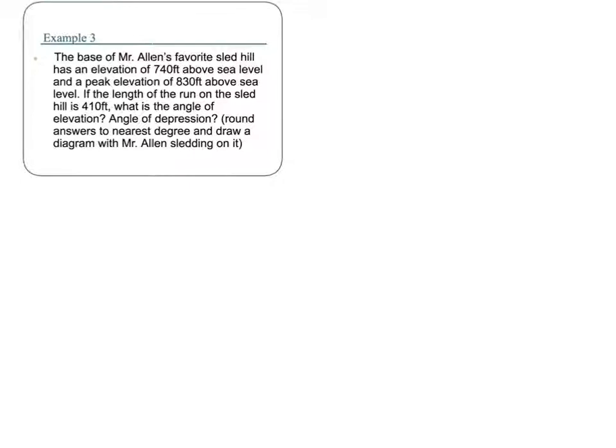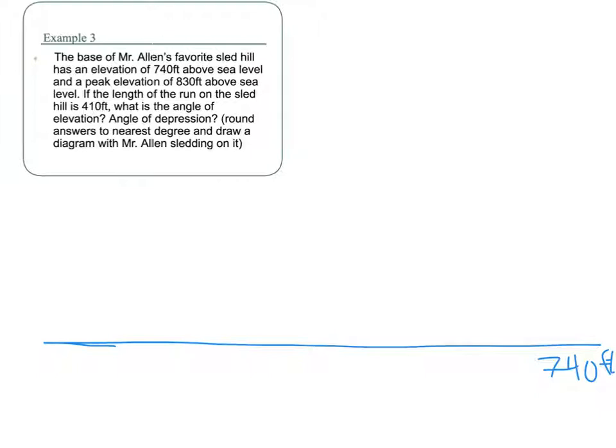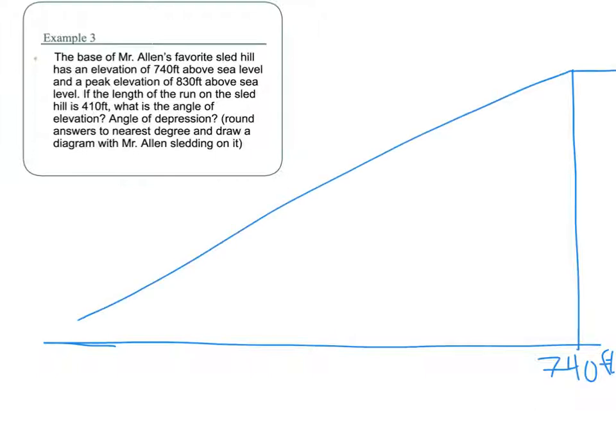All right, so I'm going to draw this thing. We've got the base of our sled hill. I'm actually just going to draw a flat line, right? So this is going to be at 740 feet above sea level. And then the top of the hill is at, and I'm just going to make this into a triangle, so the top comes like whoop. Now all the way down. This is at 830 feet. Okay. So you've got 740 feet and 830 feet. Those are my elevations, right? And then I know that the run of the hill is 410 feet. All right. So we measured that.